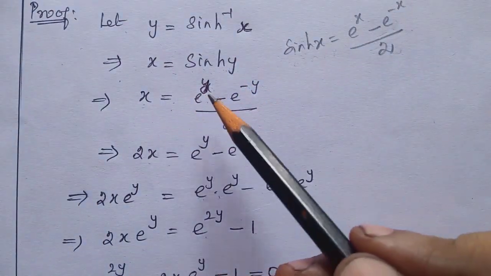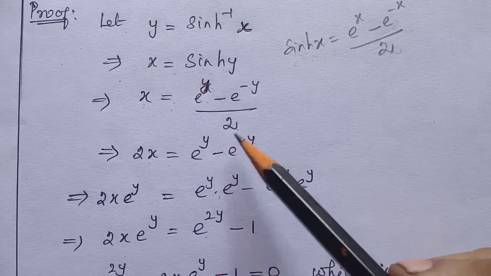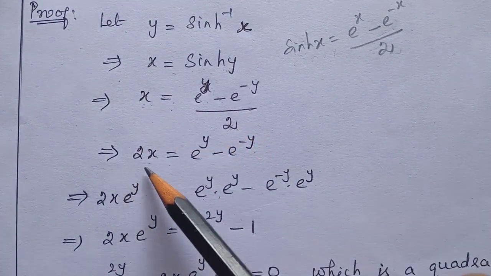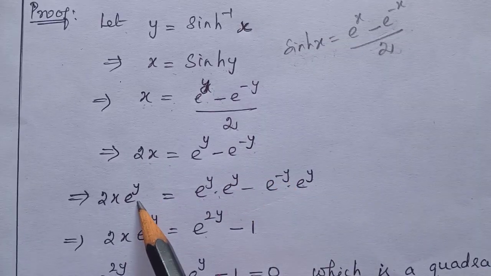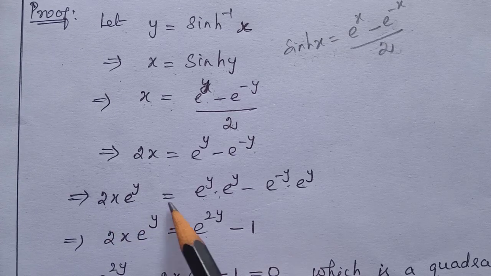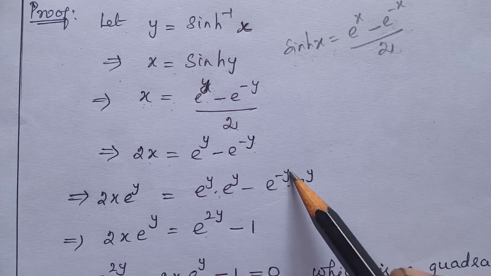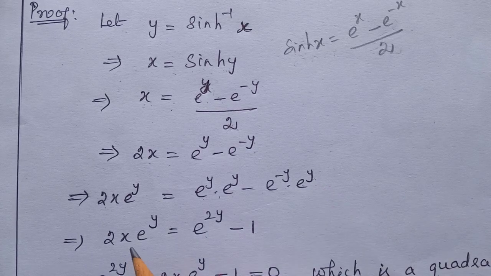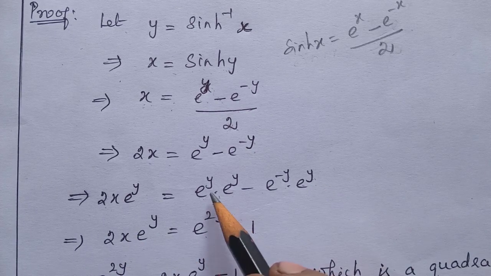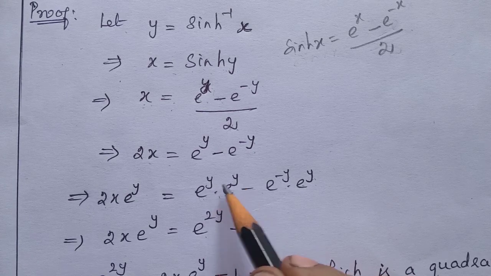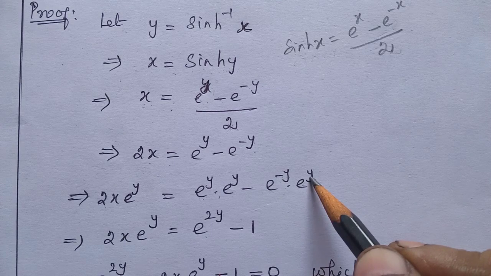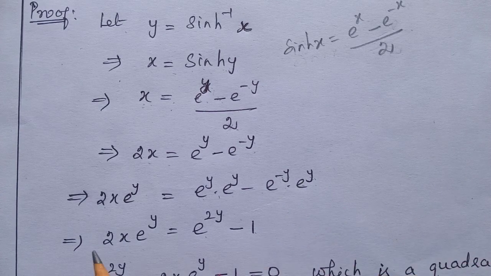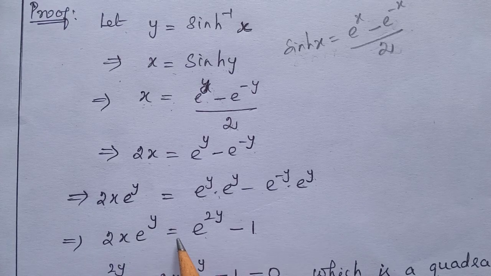So x equals e power y minus e power minus y divided by 2, which implies 2x equals e power y minus e power minus y. Again, multiply throughout with e power y. So 2x into e power y equals e power y into e power y minus e power minus y into e power y. Which implies 2x e power y equals e power 2y, since minus y plus y cancel out to 0, and e power 0 equals 1. So 2x into e power y equals e power 2y minus 1.